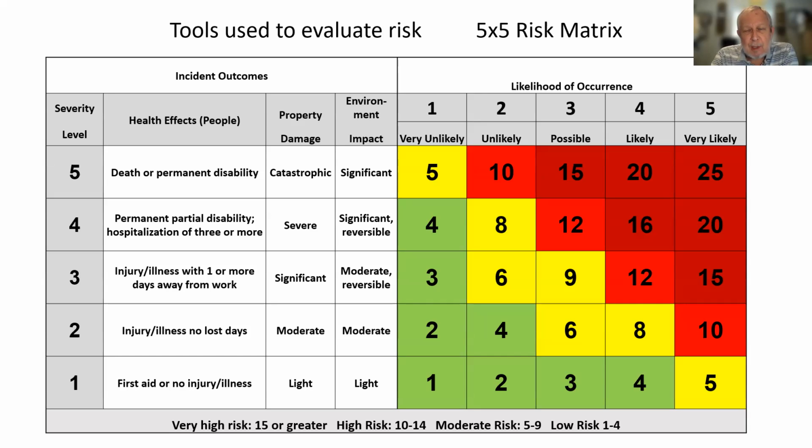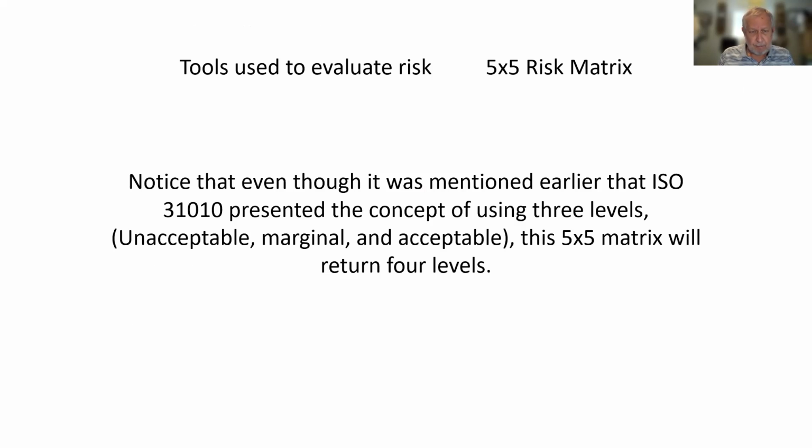And usually those colors also fall within the same areas, as far as the highest risk being red and the lowest being green, which makes a lot of sense. Compared with the ISO one with just 3, which was unacceptable, marginal, and acceptable, this gives you 2 intermediate ranges. It might help you take the ones that are maybe a little bit higher risk and address those first.